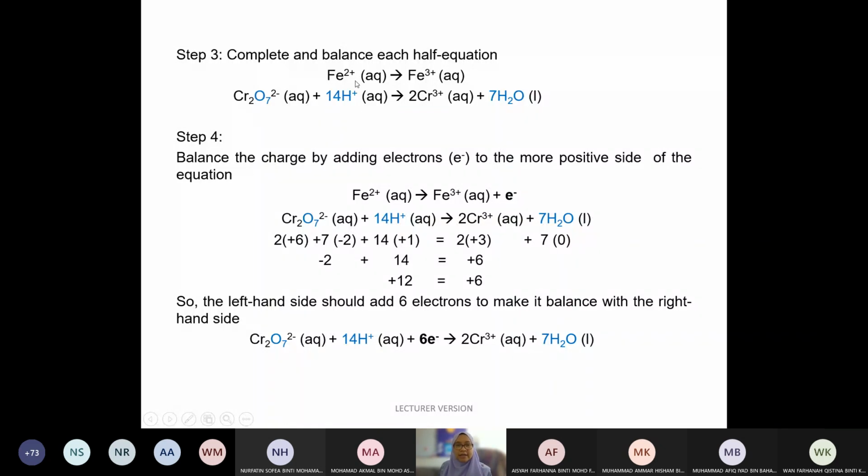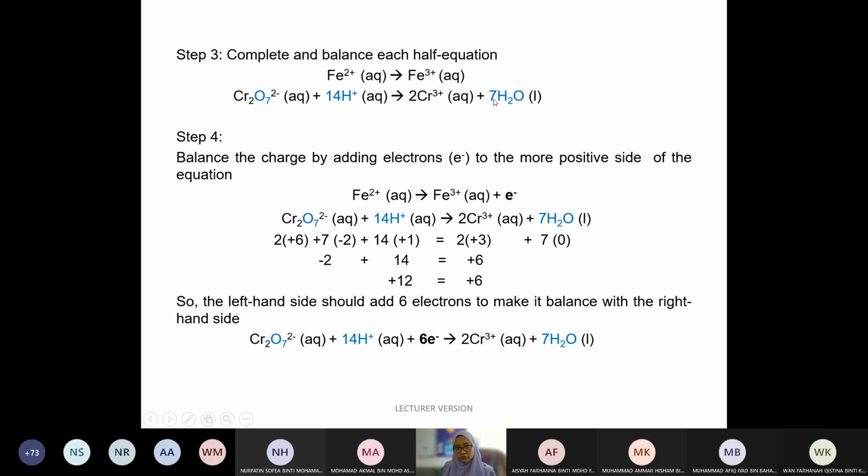This one happens to give iron. Both of them have to go through the same process: add H2O, add H+, and then balance, and so on. Okay, this one happens to be simple, the other one is a little bit complicated. So this is what you will get.